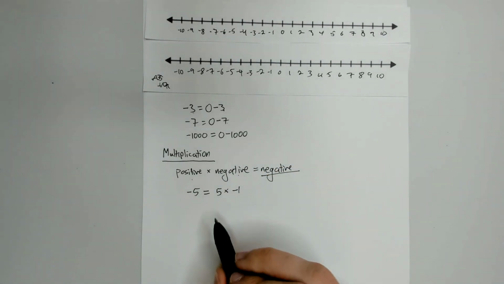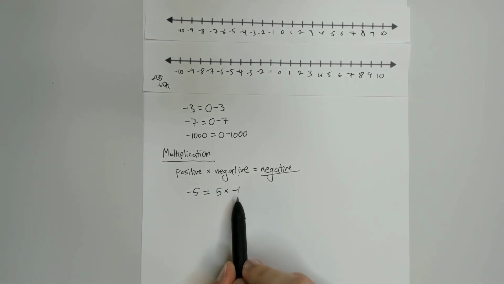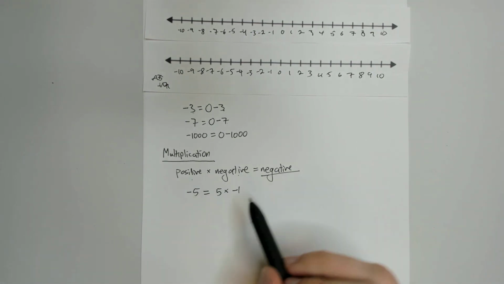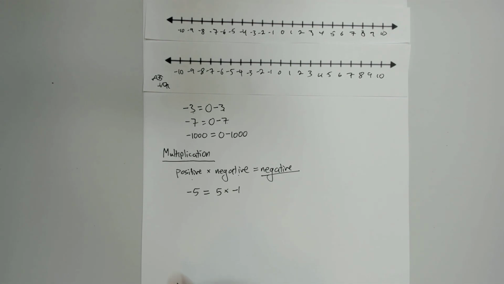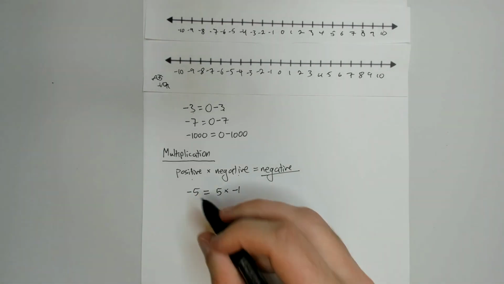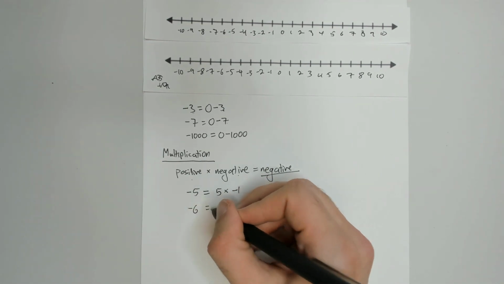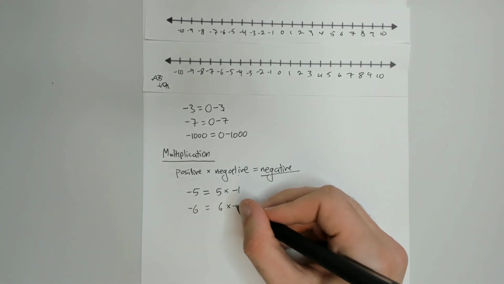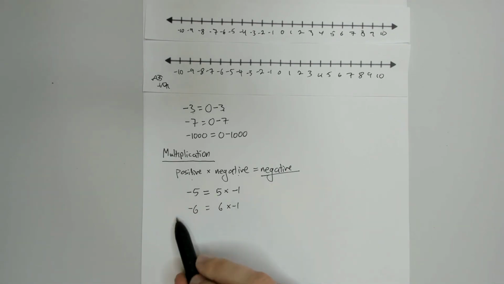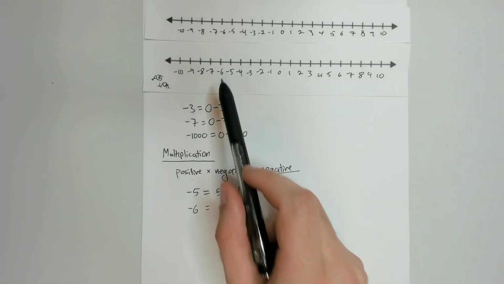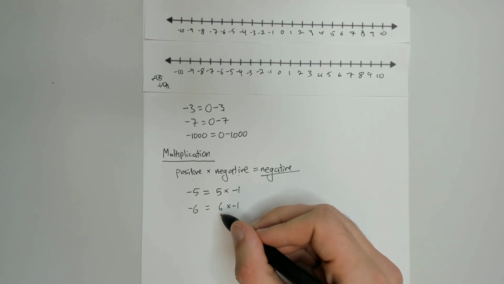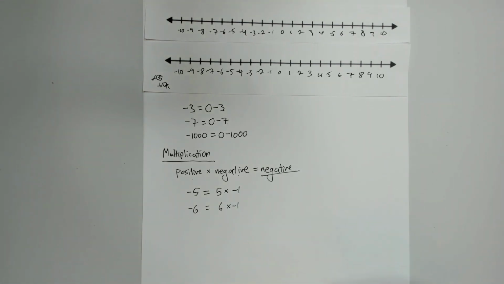Okay, so we're seeing that positive 5 times negative 1 gives us negative 5, right? We know a positive times a negative is a negative, but we're re-expressing just this negative number as being some sort of operation. Negative 6, that's 6 times negative 1, right? So we have negative 6, which is 6 to the left of 0, but we're kind of expressing this as 6 times negative 1. And what can we think of this as?